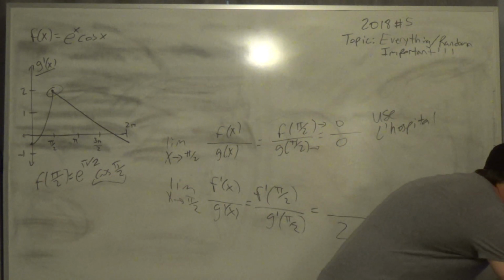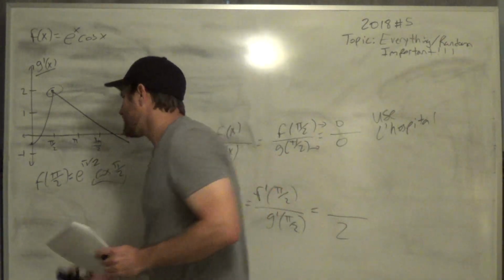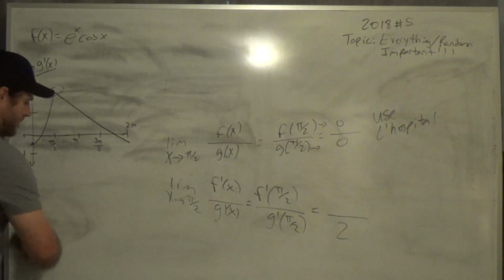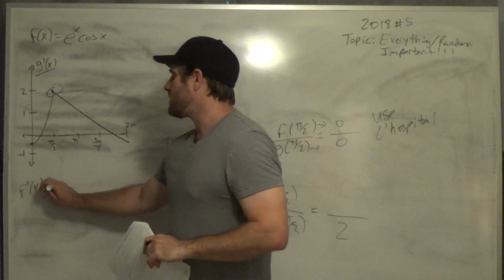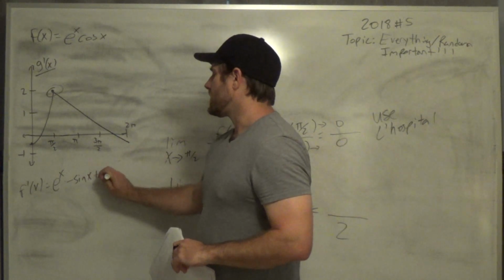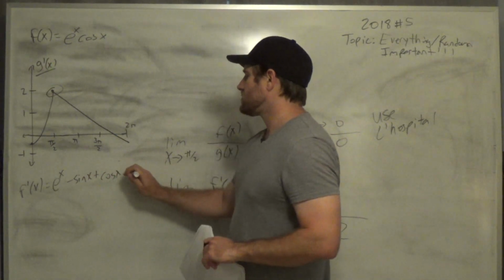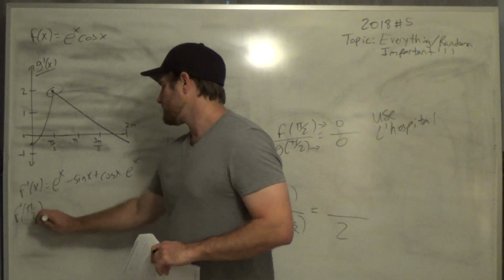Oh my word. Do we really have to go all the way back and find f prime of pi over 2? Wow. We literally have to go back to our derivative. Remember our derivative f prime of x, which was first piece times derivative of the second piece, plus the second piece times the derivative of the first piece. And we got to go way back in here and plug in a pi over 2.